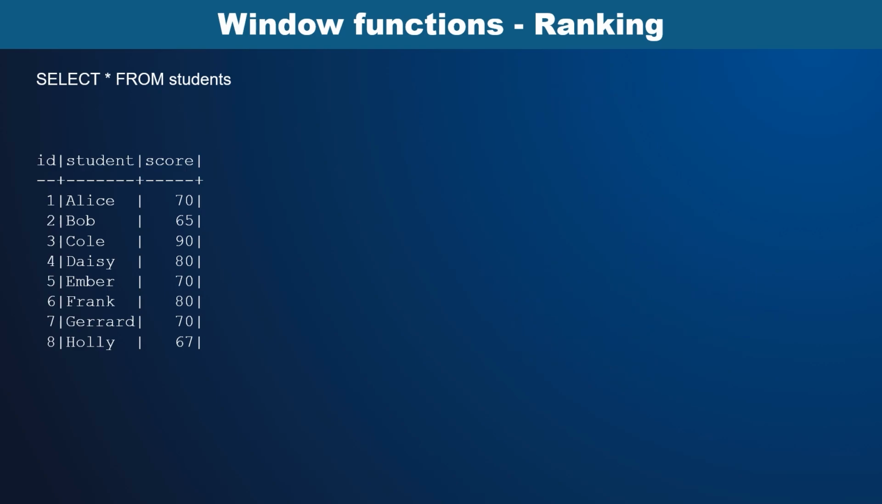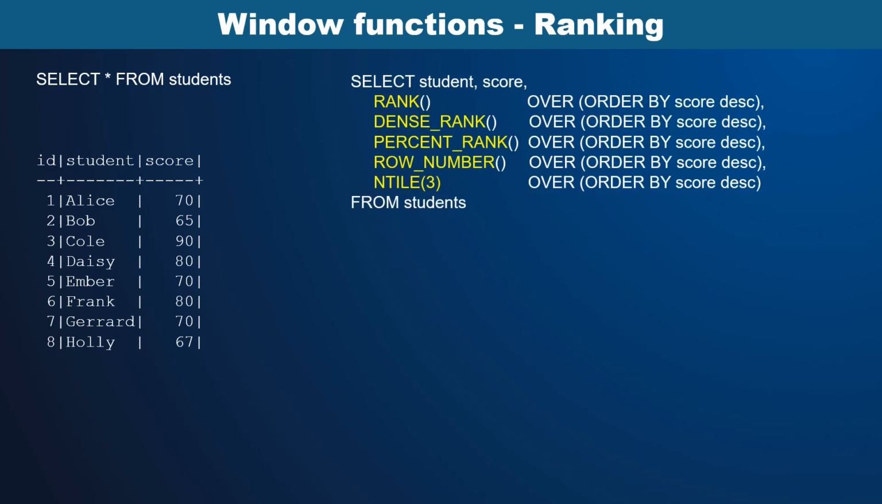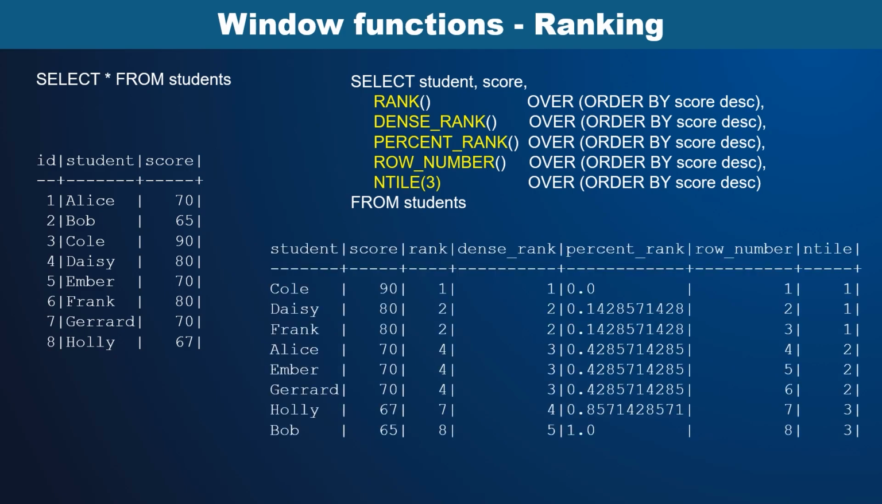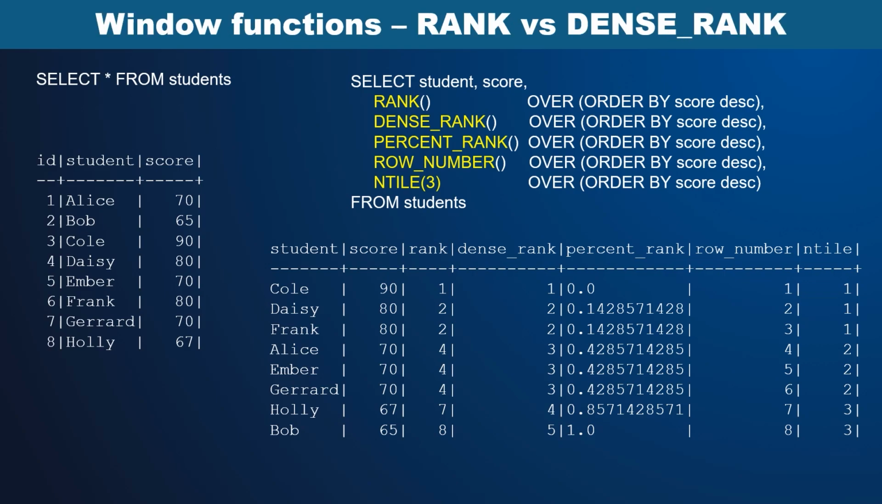To more easily visualize and compare, we will use all ranking functions at once. Rank, dense rank, percent rank, row number, ntile. And the result is like this. Let's explore the result from each function and compare to others. We already learnt about the rank function, and notice there are gaps in the ranking. Like in the example, there is a gap between 2 and 4. Also, there is a gap between 4 and 7. But what if we want to fill these gaps? We can use the dense rank function.